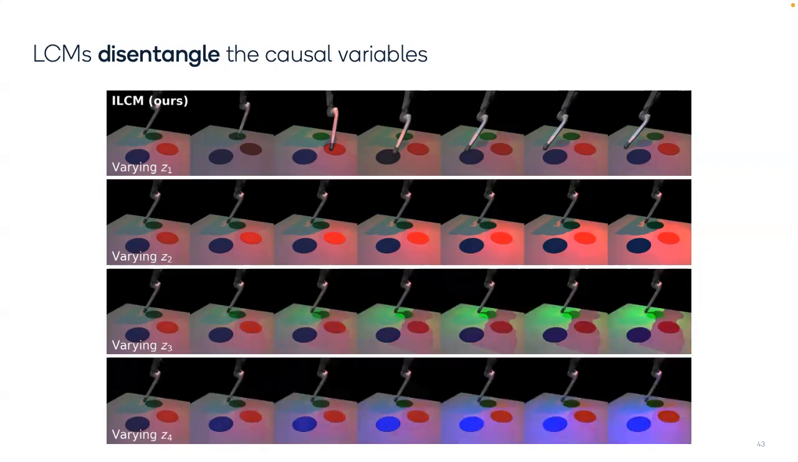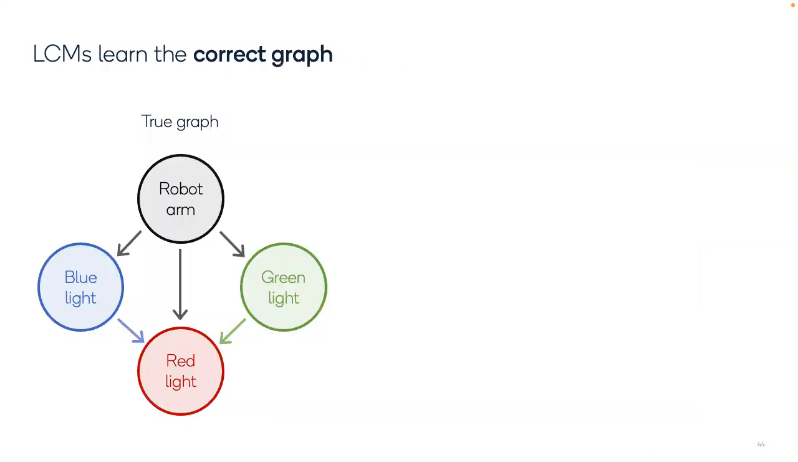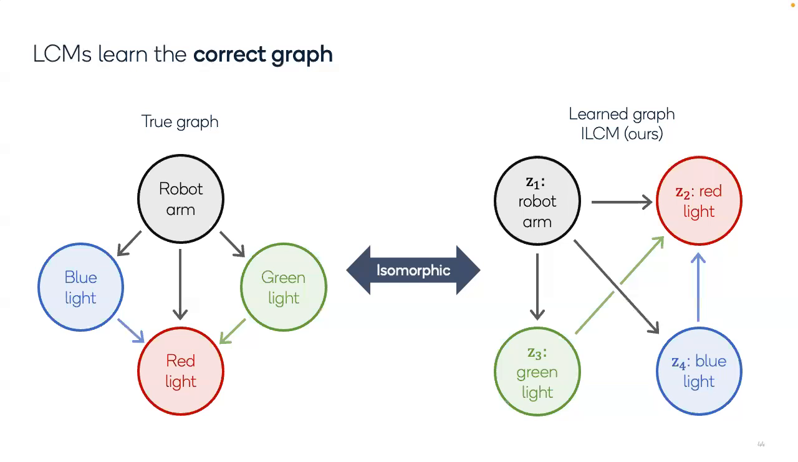Now, second question, what about the causal graph? I showed you this true causal graph already. And what our model learns, if you just see it at first, in the same ordering that the model learned, looks a little bit different. The ordering of the variables is in some other way. But if you mentally move these things around, you see that it's exactly the same graph. Or technically, the 2 graphs are isomorphic to each other. It correctly inferred that the robot arm causes all the other variables to change their state, and that the green light and the blue light cause the red light to go on as well.